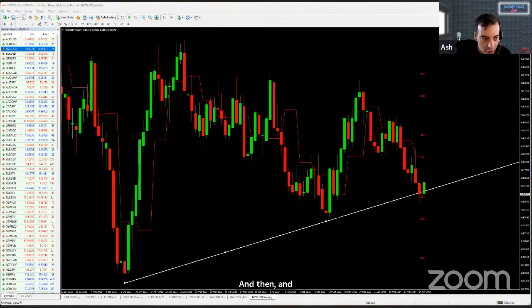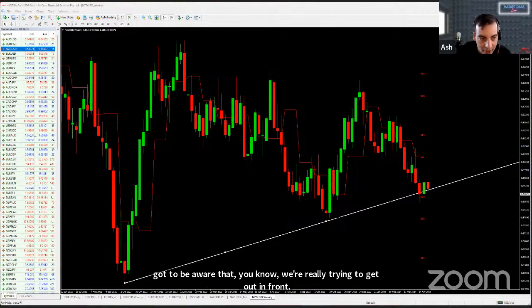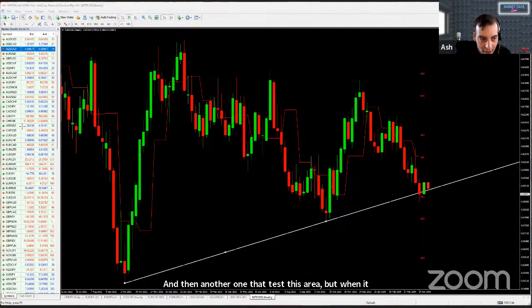We might not be trading it this week, but we've just got to be aware that we're really trying to get out in front. And then another one that tests this area, but when it tests that area, rather than it being a break back through again, it actually creates something of a reversal bar. If it can do something like that, probably see those lows again. If it can create that reversal bar on this point here, on this line, then in 2 weeks' time, we would have a potential move to the upside.